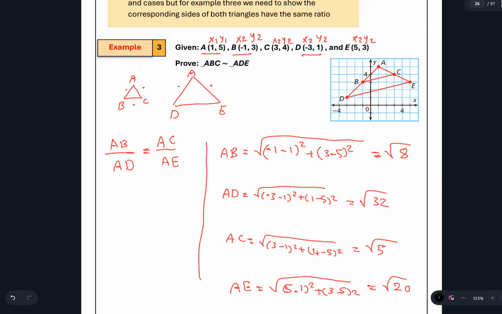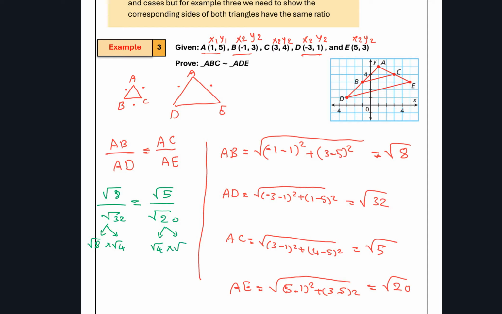So let's substitute all together to calculate. Okay, dear students, AB is about square root of 8 over AD is square root of 32. This is the same as square root of 5, which is AC, over square root of 20. We all know, let me write down here for you, square root of 32, it's about square root of 8 times square root of 4. When you simplify this one also, it's about square root of 4 times square root of 5. True? So let's rewrite them as in this form.